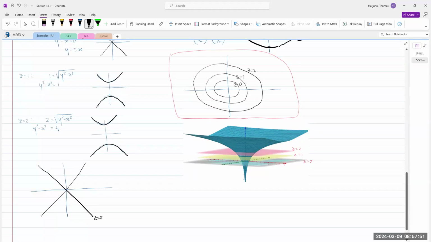And then when c equals 1, and then c equals 2. And of course, we can see that even better if we look at it in GeoGebra. Let's take a look.